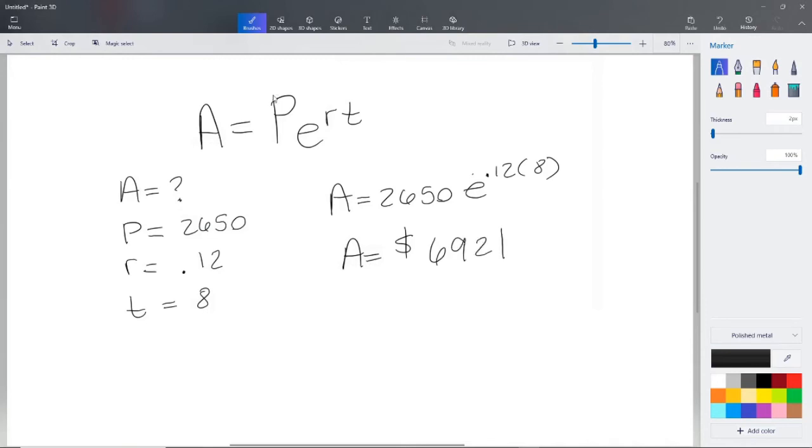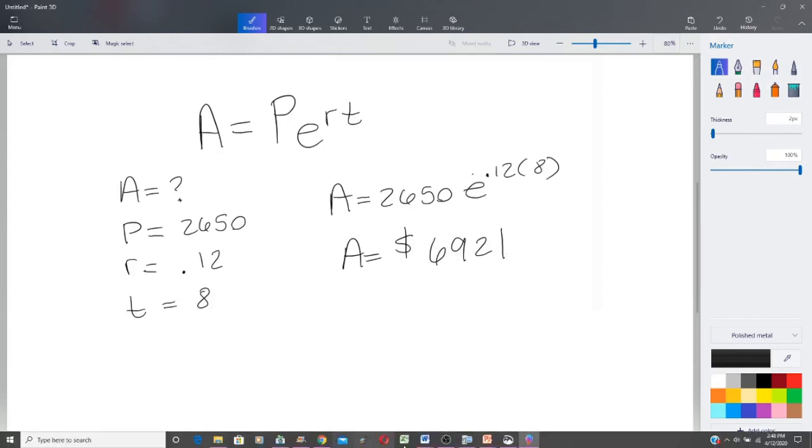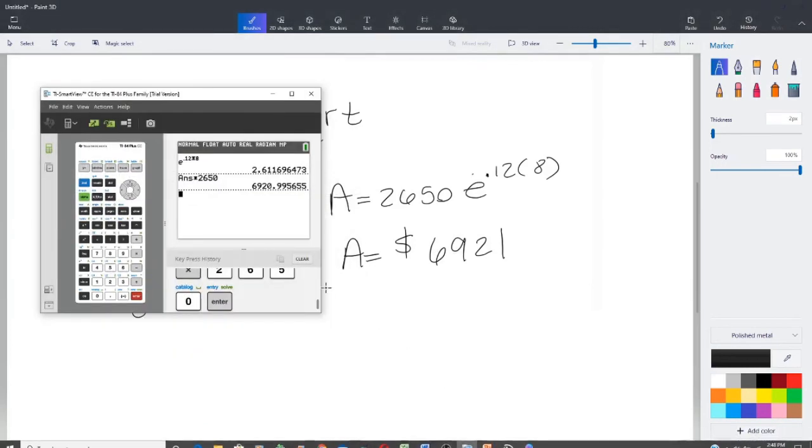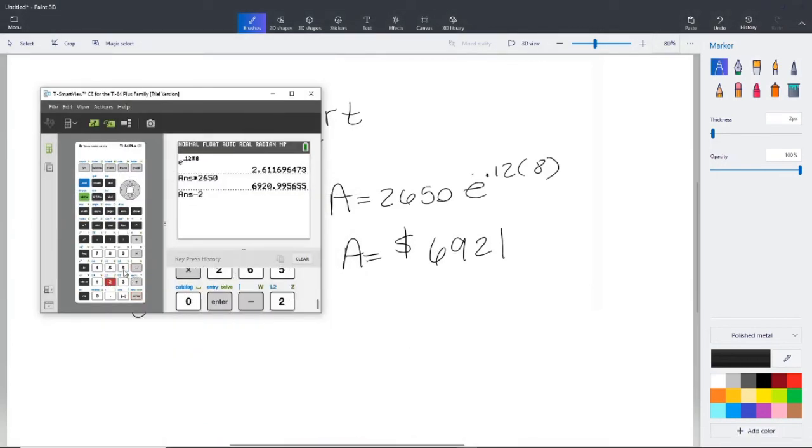So how much in interest is that? That's part B of this question. Well, it's $6,921 minus $26.50. So let's go back to our calculator. It's already on here. Let's just say minus $26.50. And it looks to be $4,271 is the interest.